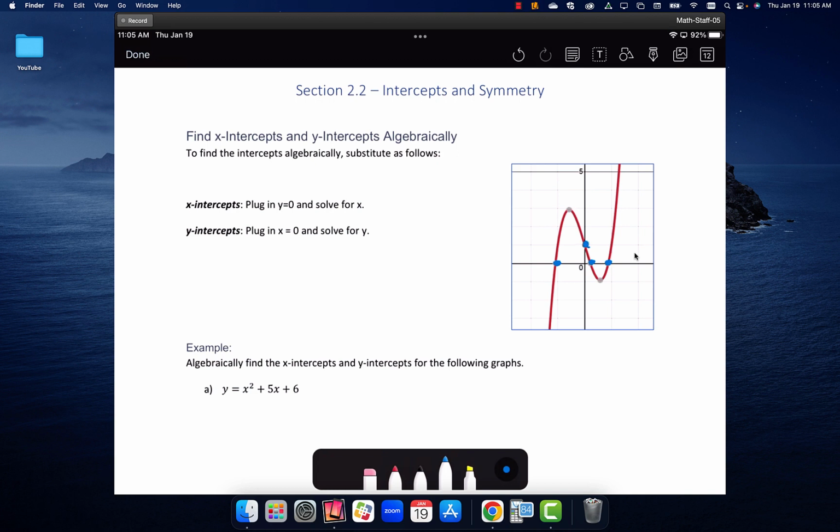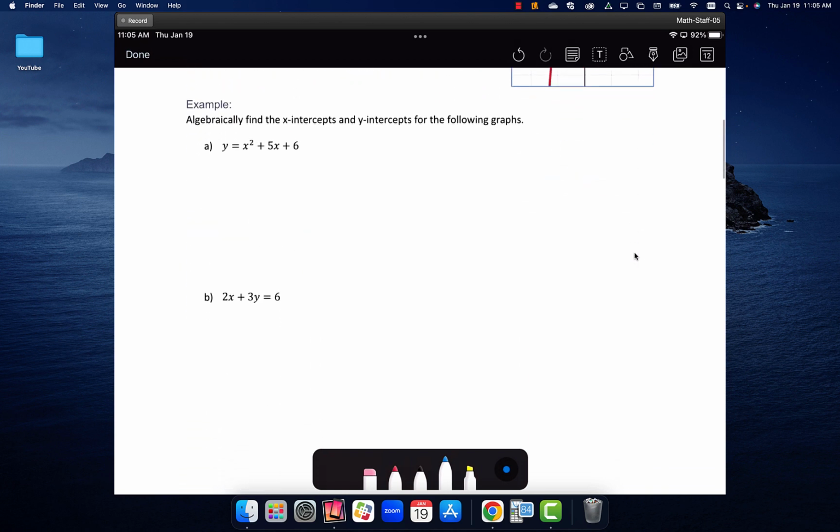If we wanted to solve algebraically and find those x-intercepts and y-intercepts, we're going to need to make a substitution. To find an x-intercept, we're going to plug in 0 for y and then solve for x. To find a y-intercept, we plug in 0 for x and then solve for y. For example, let's algebraically find the x and y-intercepts for the following graphs.